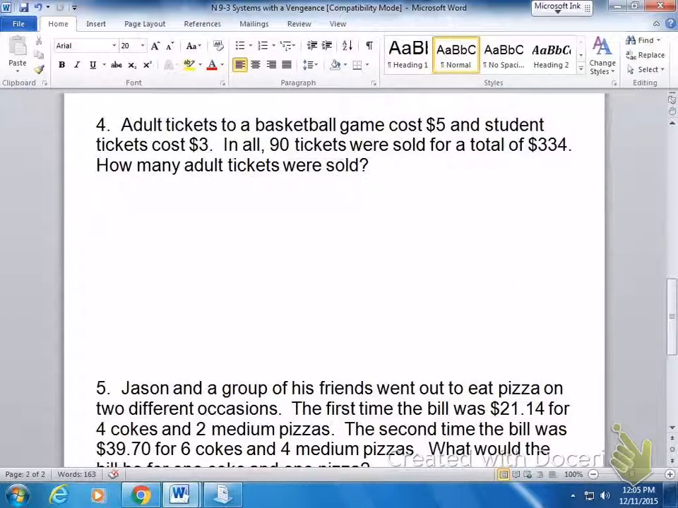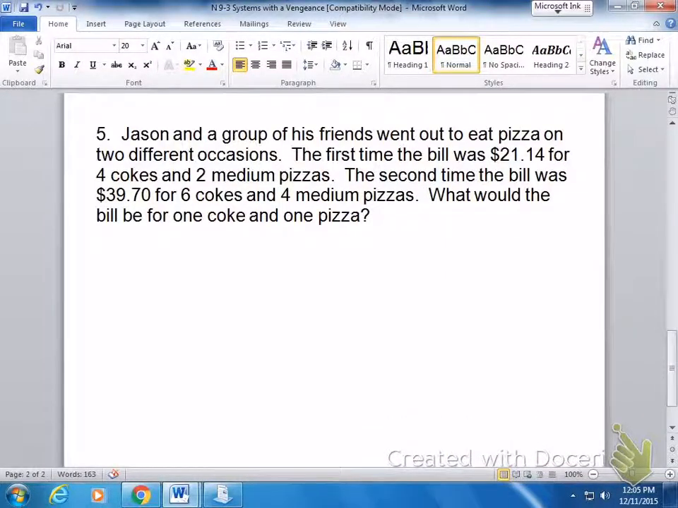Now let's go to the last one. This is probably the trickiest. It says Jason and a group of his friends went out to eat pizza on 2 different occasions. The first time they spent $21.14 for 4 Cokes and 2 pizzas. The second time the bill was $39.70 for 6 Cokes and 4 pizzas. What would the price be for 1 Coke and 1 pizza? So guys, you need to keep it in mind. They're not necessarily asking for what Cokes and pizzas cost. They want to know what 1 Coke and 1 pizza together costs. So we're talking about pizza and Coke. I'm going to say that C equals my Coke price and that P equals my pizza.